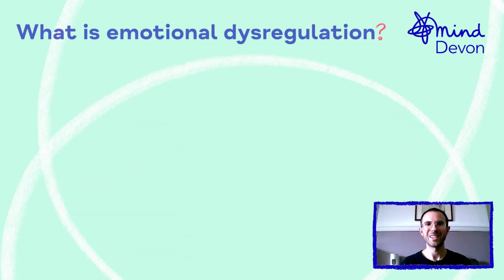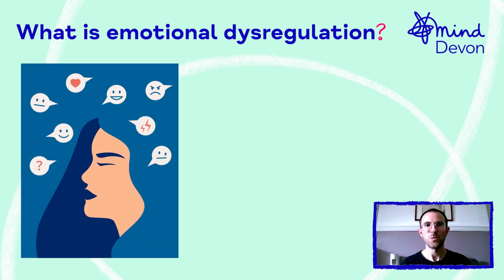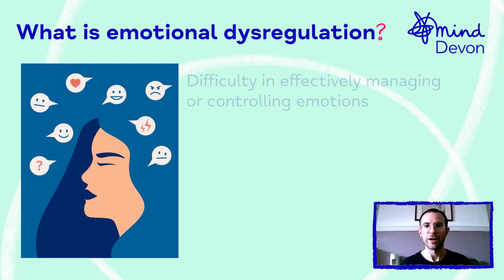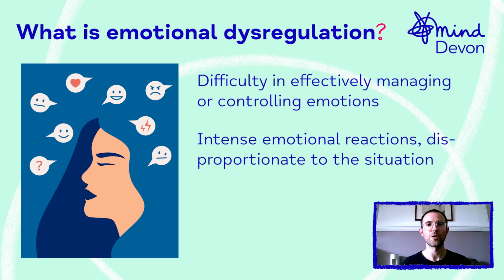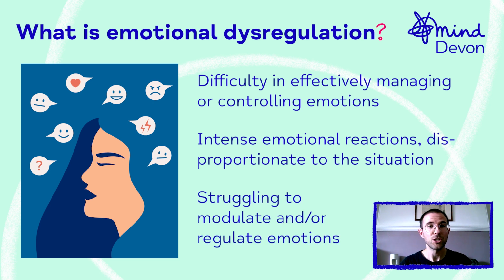So, what is emotional dysregulation? Emotional dysregulation refers to a condition or state in which an individual has difficulty in effectively managing or controlling their emotions. It involves a lack of adaptive and appropriate emotional responses to various situations. People who experience emotional dysregulation may have intense emotional reactions that are disproportionate to the situation, and they may struggle to modulate or regulate their emotions in a way that is socially acceptable or conducive to their well-being.